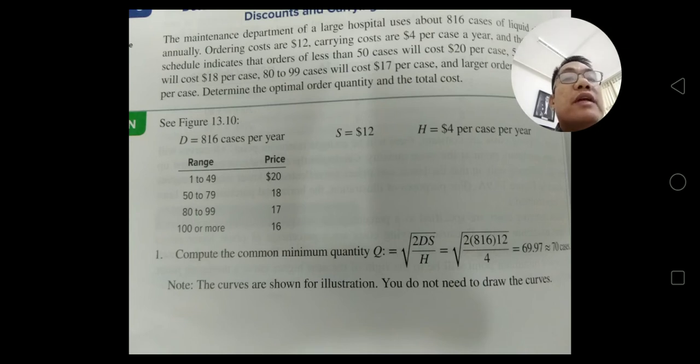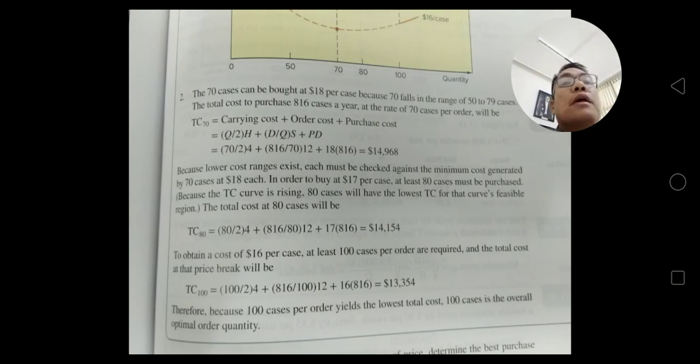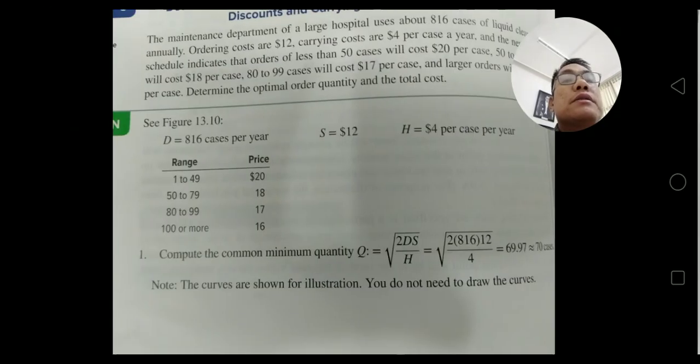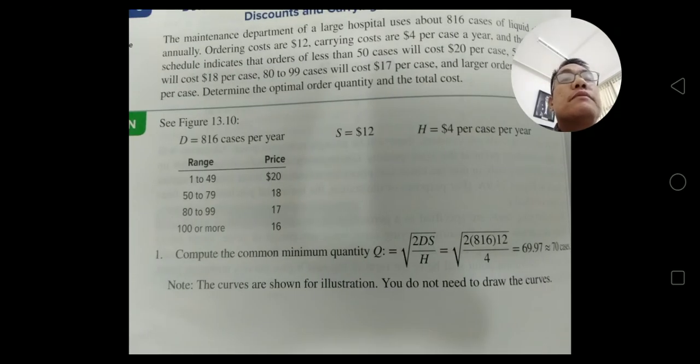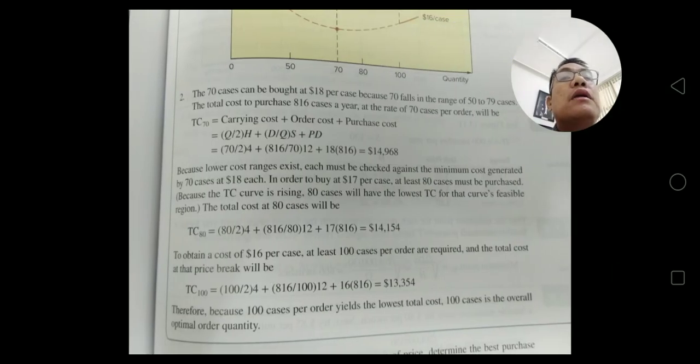So what makes it different is steps numbers 2 and 3. Let me continue. Okay. Now, in this particular case, while the EOQ is 69.97 or 70 cases, the second question is, how much is the total cost at EOQ? At EOQ, which is 70 cases. Ganun pa rin yung ating formula.